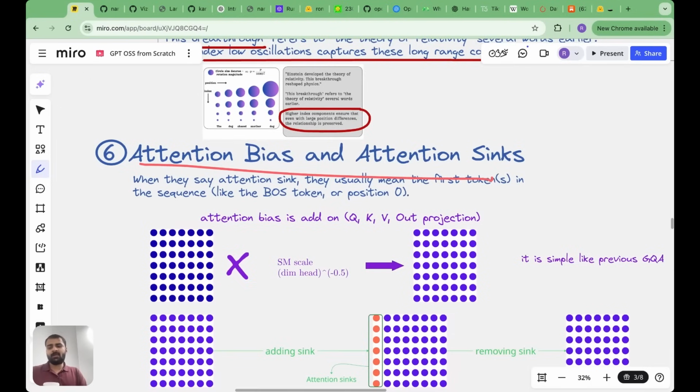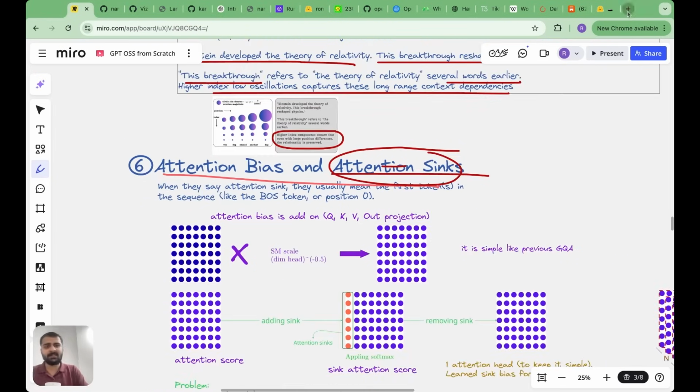To actually explain attention bias, we need to initially start by understanding attention sinks, because that is the terminology which came first, and after this came attention bias, which was actually used by GPT-OSS.